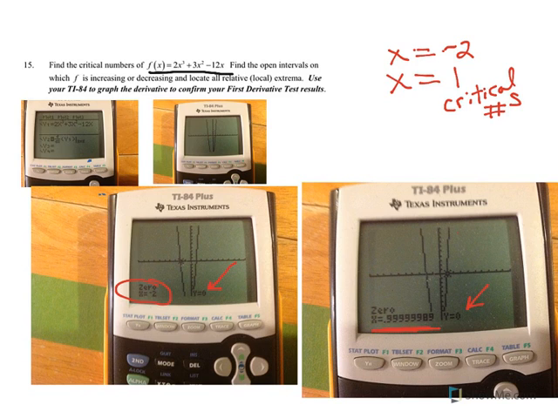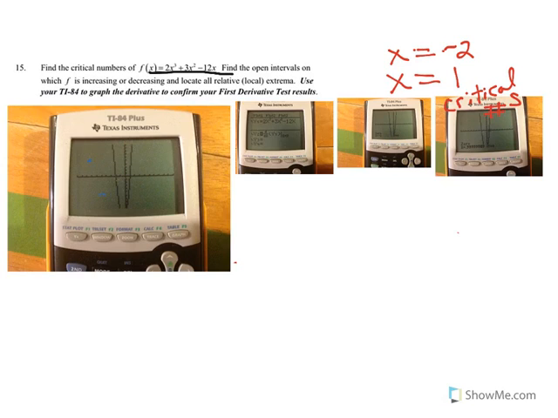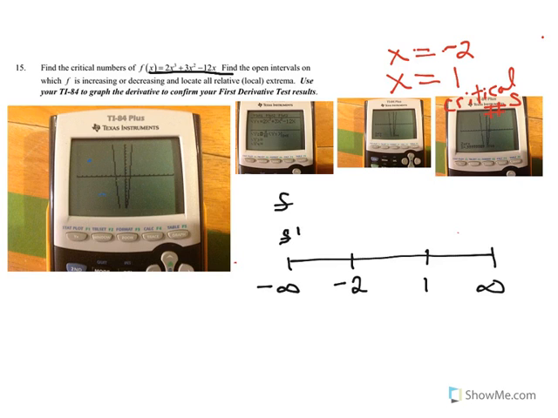And then we can go ahead and do our number line test now that we know what the critical points are. So we know we're going to be looking at a critical value of -2 and a critical value of 1. And we'll test this on the whole domain of f. And we're looking for f prime and f.